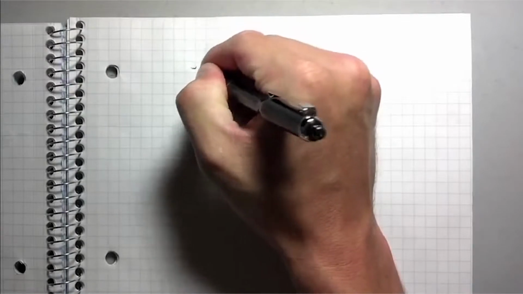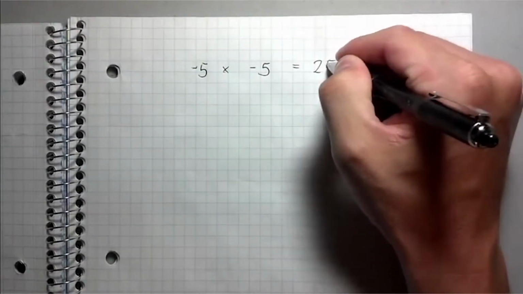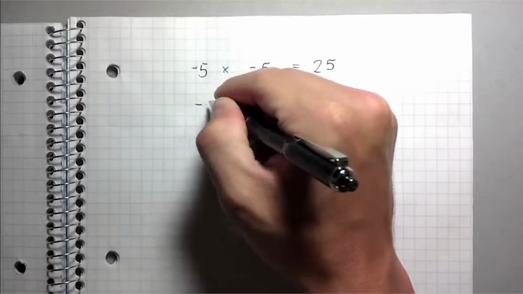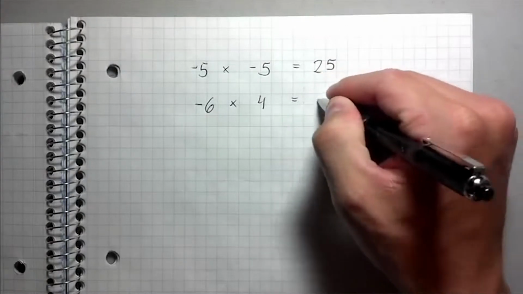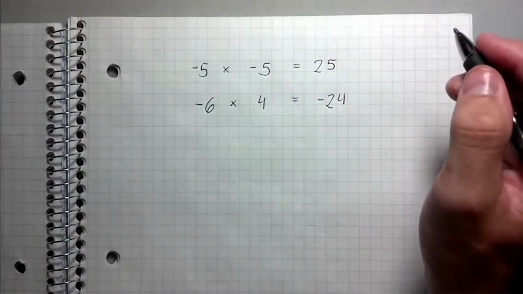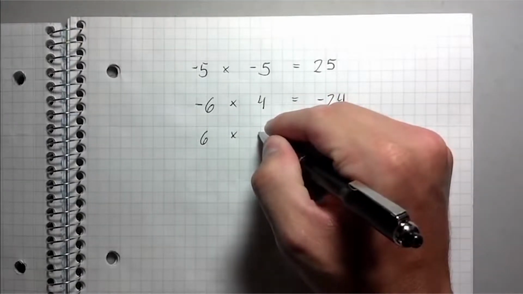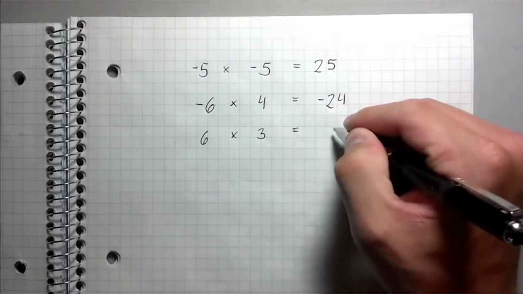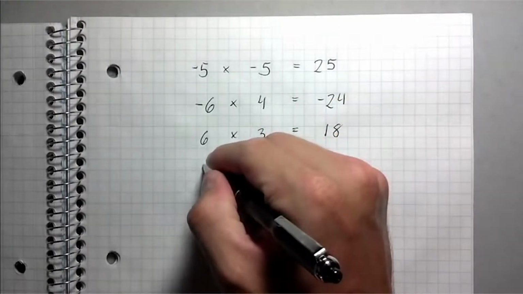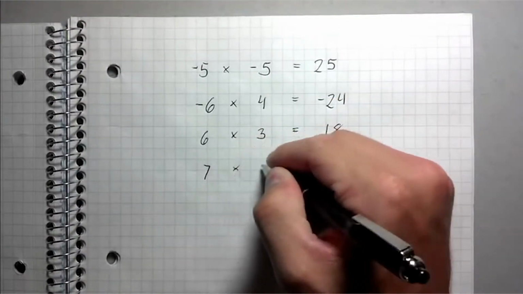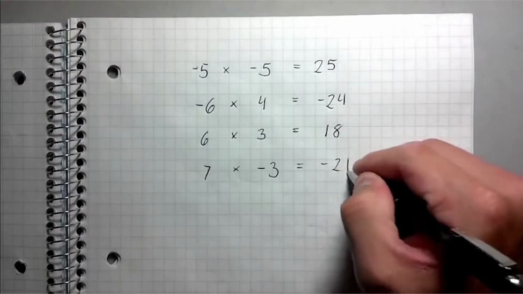If I have a negative 5 times a negative 5, that gives me positive 25. If I have a negative 6 times positive 4, that gives me negative 24. If I have a positive 6 times a positive 3, that gives me, no surprise there, positive 18. If I have a positive 7 times a negative 3, that's going to give me a negative 21.